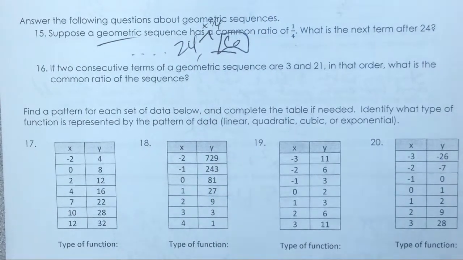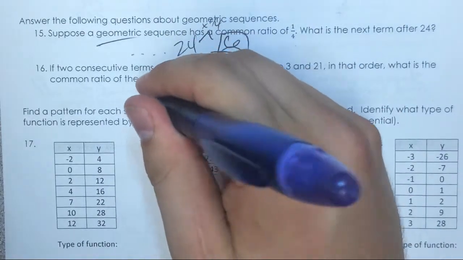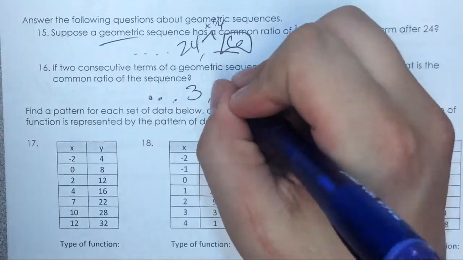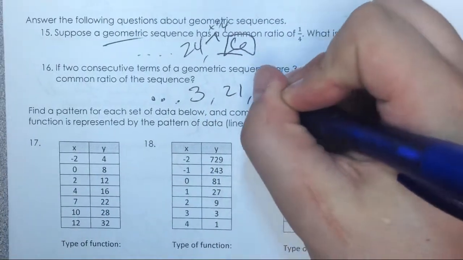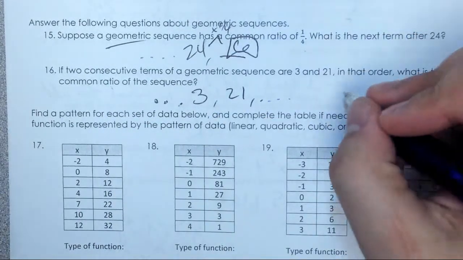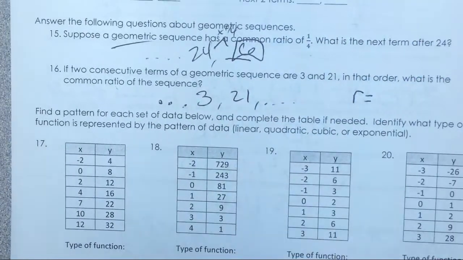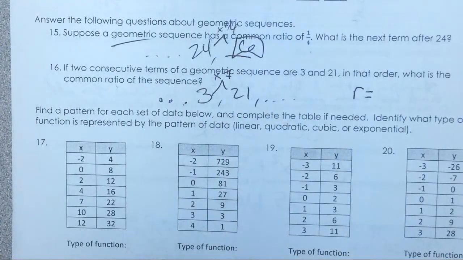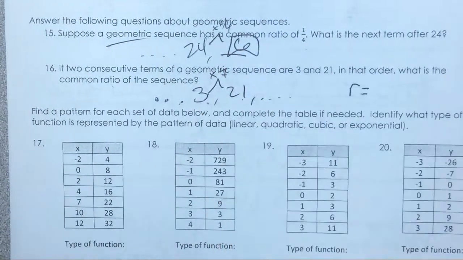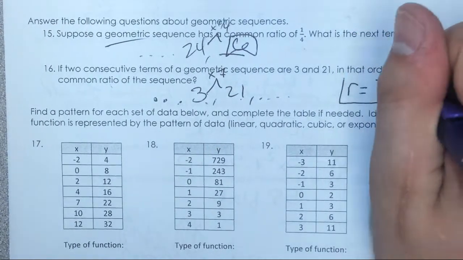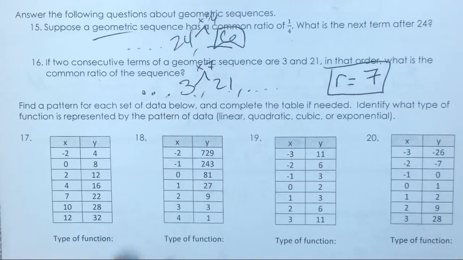That's all it's asking. What's the next one? Okay. 16 is just like 12. We got the sequence, 2 consecutive terms. We got 3 comes up, and then 21 comes up after that, and then dot, dot, dot. It keeps going. It says, what is the common ratio, or what is that thing that we're multiplying by? So we're going to say R equals 3 times 7 equals 21. Okay, we could also do 21 divided by 3 to figure that out. So 7 is our common ratio for that one. All right, and that's that type of problem.